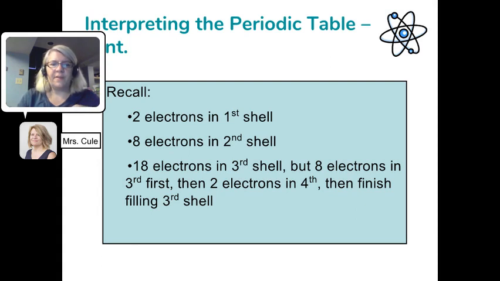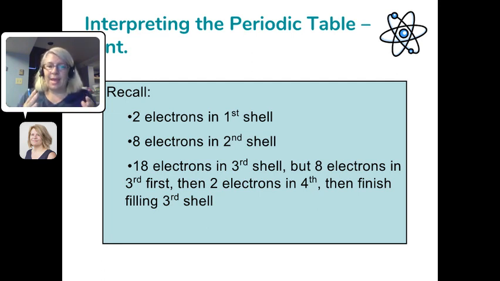In terms of the electrons and how we arrange them in the shells, here's a little bit more information. The first shell has a maximum of 2 electrons. Remember, we're always going to start with the innermost shell and work outwards. Then the second shell has a maximum of 8. The third shell has a maximum of 18, but we don't fill it right away.